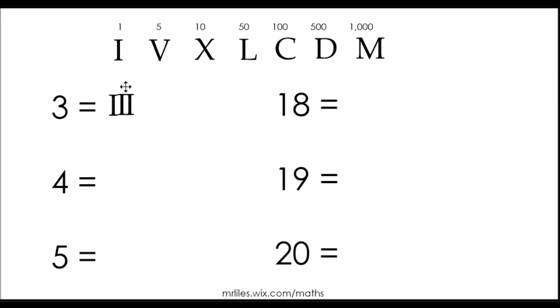Now, you could make 4 by using 4 ones, but Romans did this differently. They did this by taking this. Now, this is worth a 5. So, in fact, 5 is just worth a V. But to make a 4, we take a 1. Now, if we place the 1 here, it subtracts 1 from the 5. So, it's the same as having minus 1 add 5. So, IV makes 4.